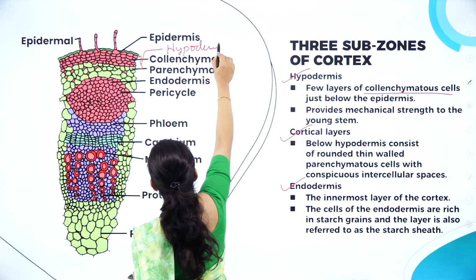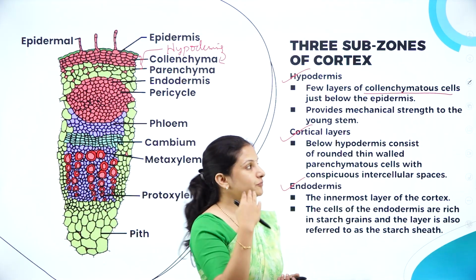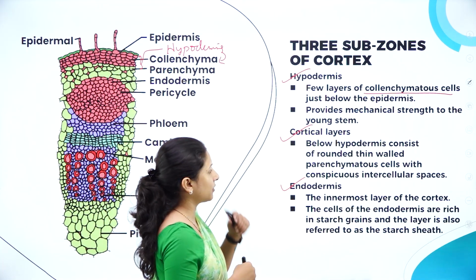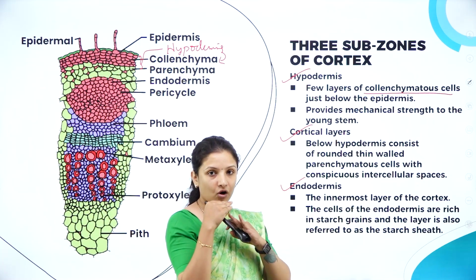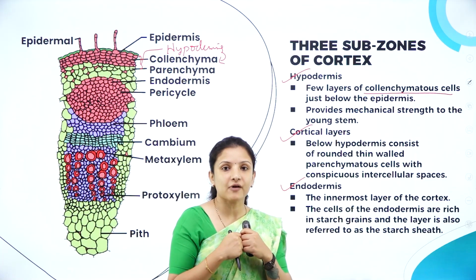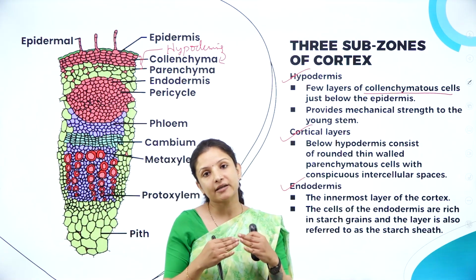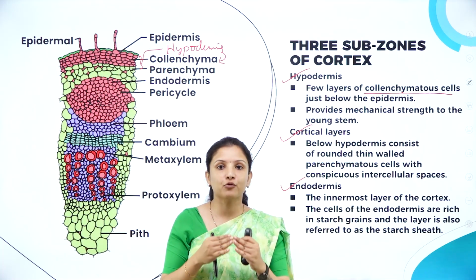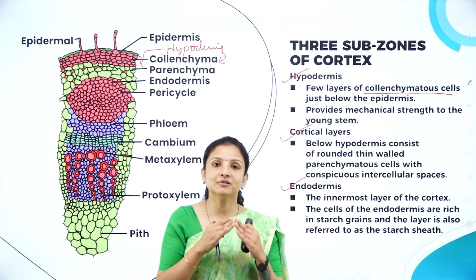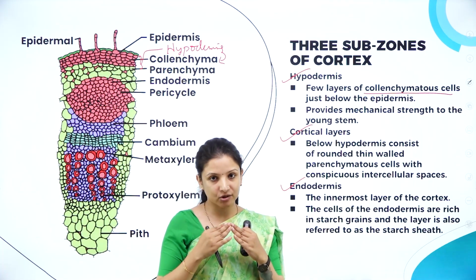And what is this hypodermis made up of? It is made up of collenchyma cells. Next, below the hypodermis, there is one more layer of cells which is called the cortical layers. Okay, so I told you about the hypodermis. Now, what is the function of the hypodermis? Hypodermis gives mechanical support to the stem, because the stem is the one that holds the entire aerial parts of the plant. So, that is the reason.